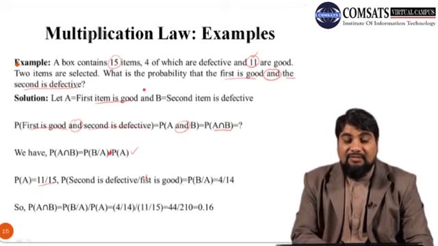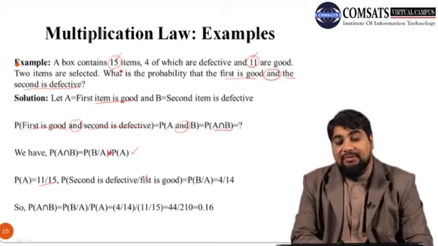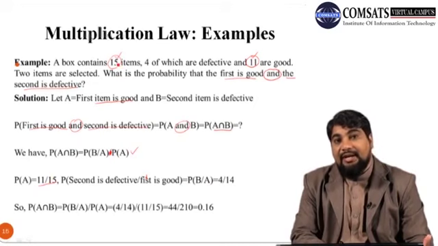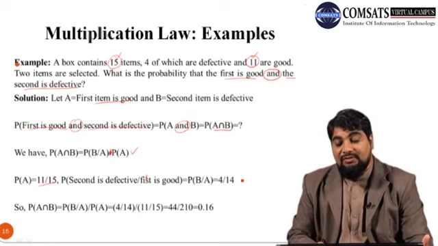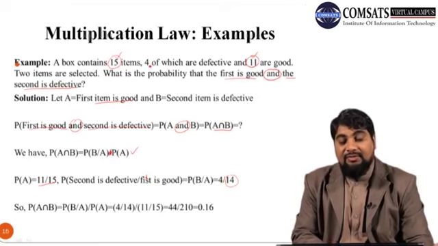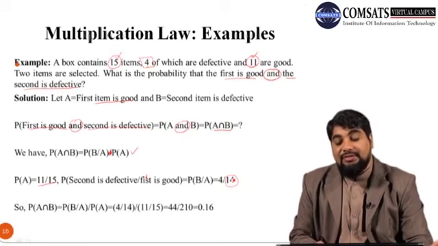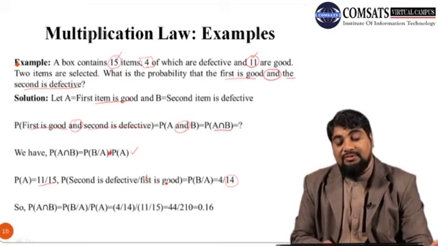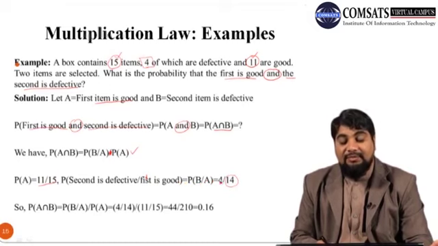Since there are a total of 15 items and one item has already been drawn, we are left with 14 items, so 15 minus 1. Our sample space is now reduced from 15 to 14 because one item has already been drawn. Now the second is defective, and there are a total of 4 defective items, so these 4 will be selected out of 14, so 4 out of 14. So the second is defective given that the first is good, so B given A is 4 out of 14.